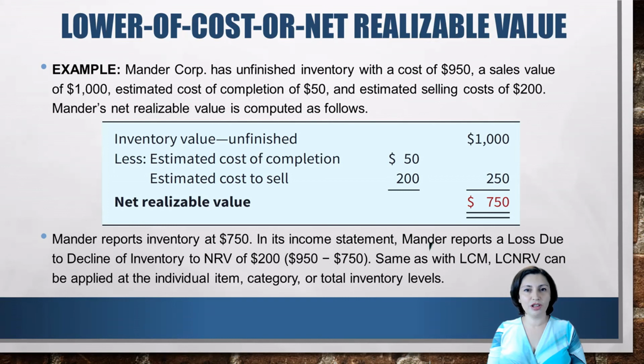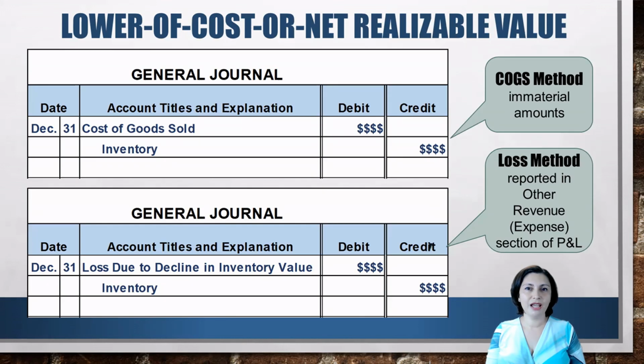Same as with lower of cost or market, the lower of cost or net realizable value rule can be applied at the individual item, category, or total inventory levels. Let's look at the general journal entries to record write-downs of inventory. In both cases, inventory is reduced or credited. If the amount is immaterial, the debit is to the cost of goods sold account. If the amount is material, the account called loss due to decline in inventory value is debited. Note that losses are recorded in the other revenue or expenses section of the income statement.